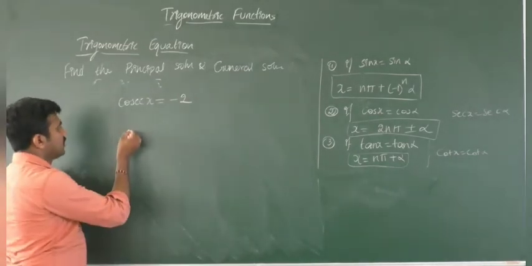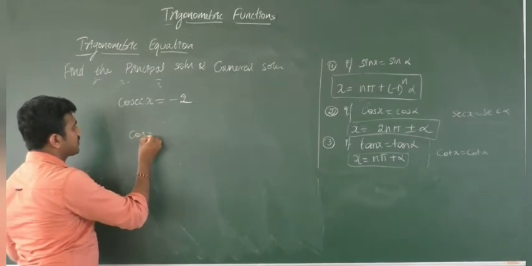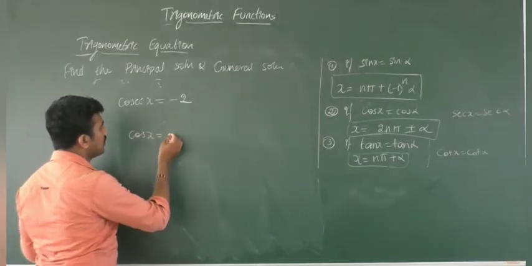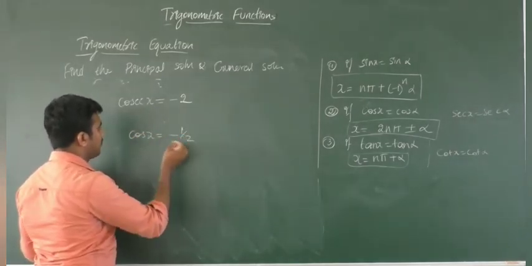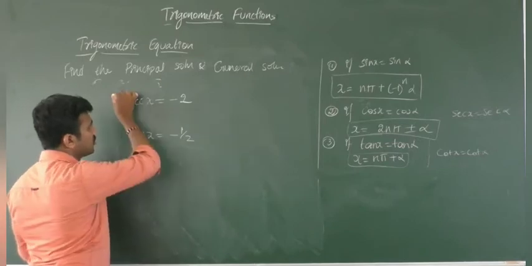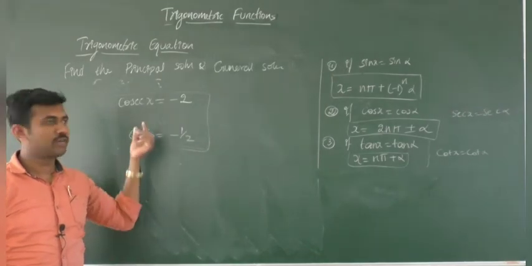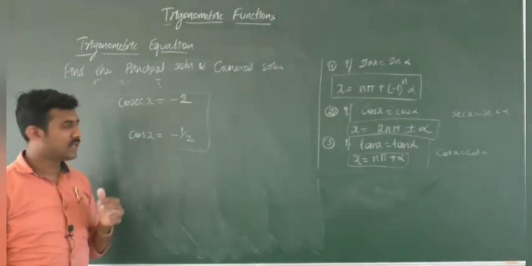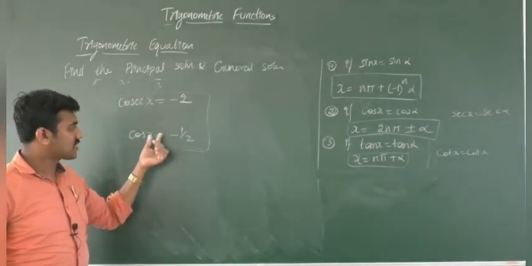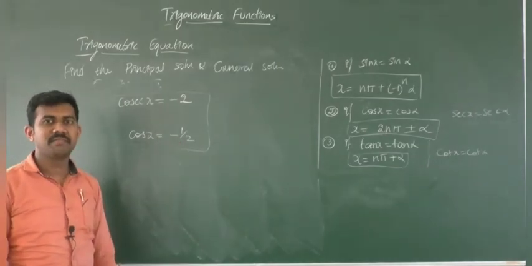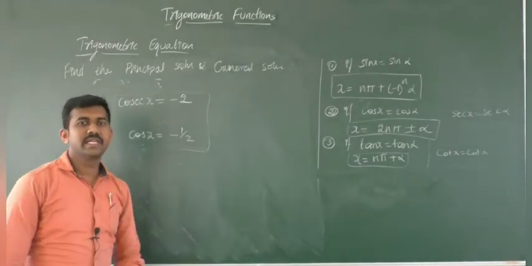Similarly, cos x is equal to minus half. Okay, these two questions you have to do. Find the principal solution and general solution of cosecant x is equal to minus 2 and cos x is equal to minus half. Okay, we'll see now the next type of question.